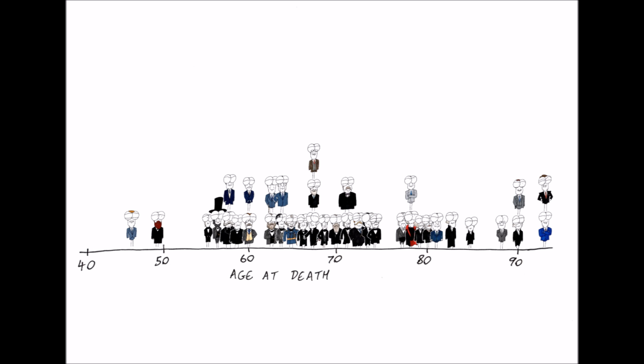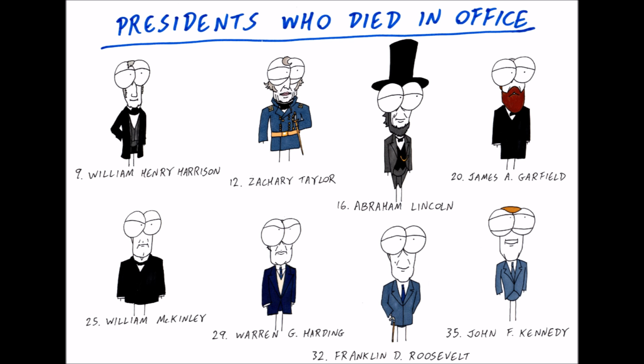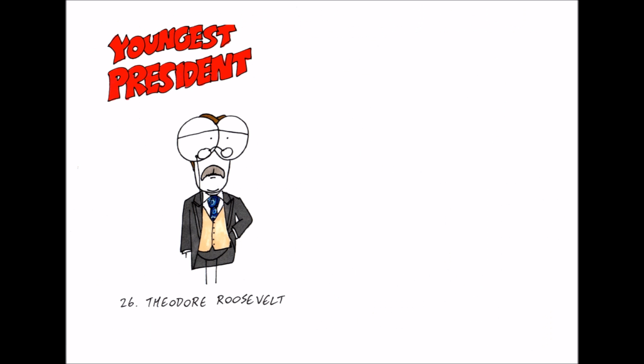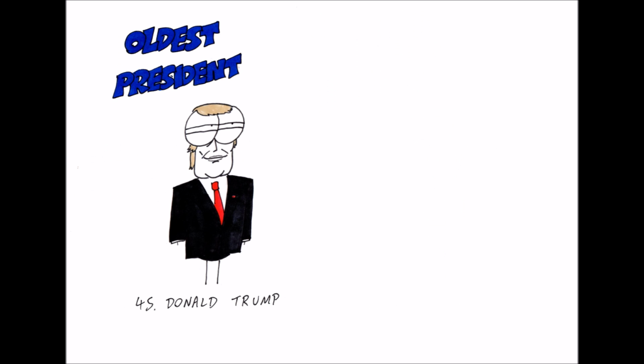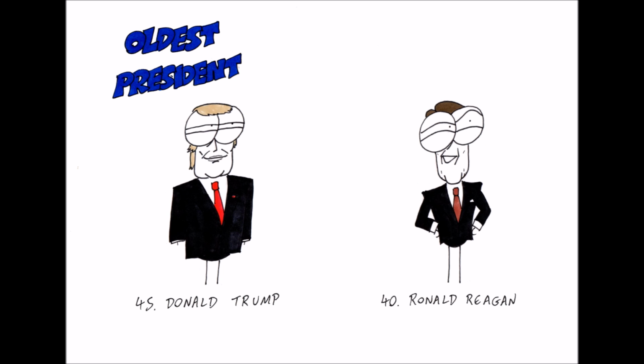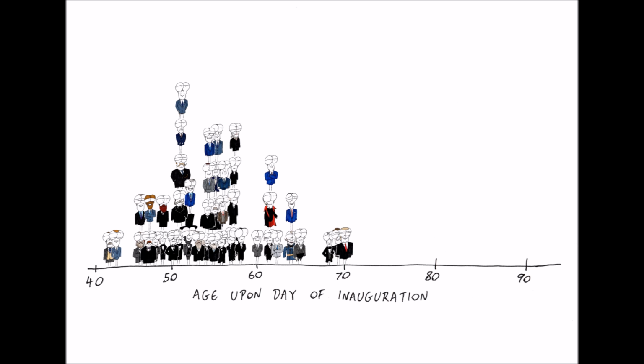The average life expectancy of a president is about 64, but many have lived well beyond this. 8 presidents have died in office, 4 of which were assassinated. The youngest person to become president was Theodore Roosevelt at the age of 42. John F. Kennedy was the youngest elected president at 43. The oldest was Donald Trump at the age of 70. Ronald Reagan was the oldest ever in office, 77 years and 349 days old at the end of his second term. The average age of the president is 55 years and 6 months.